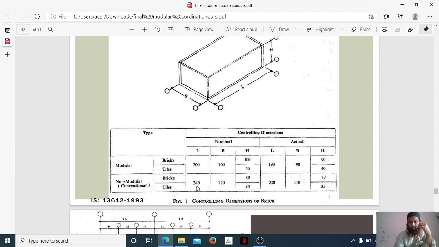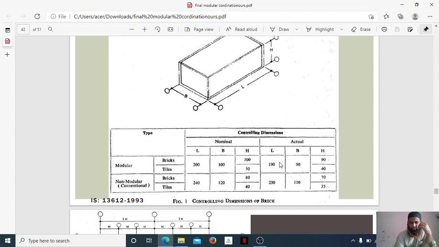The length is 240, it is a little bit big, and the breadth is 120, and the height is 80 or 40. You can see here in this modular, the height is very easy. It is either 100 or 50. Here the height is 80 or 40. So this is the difference in height here in modular.